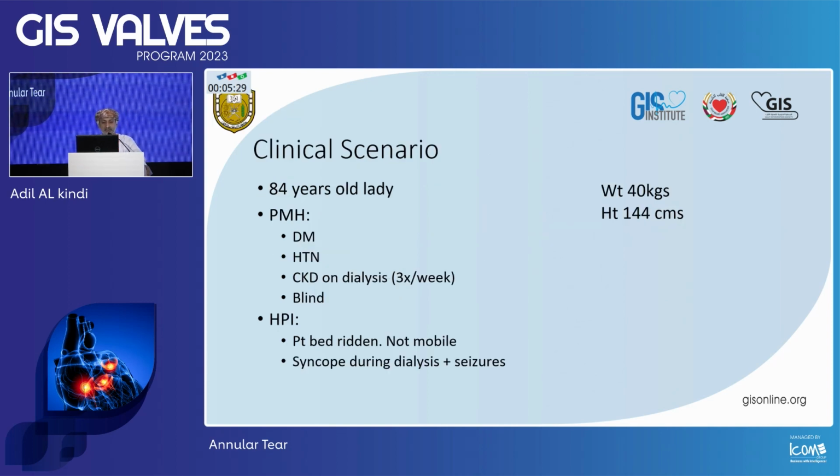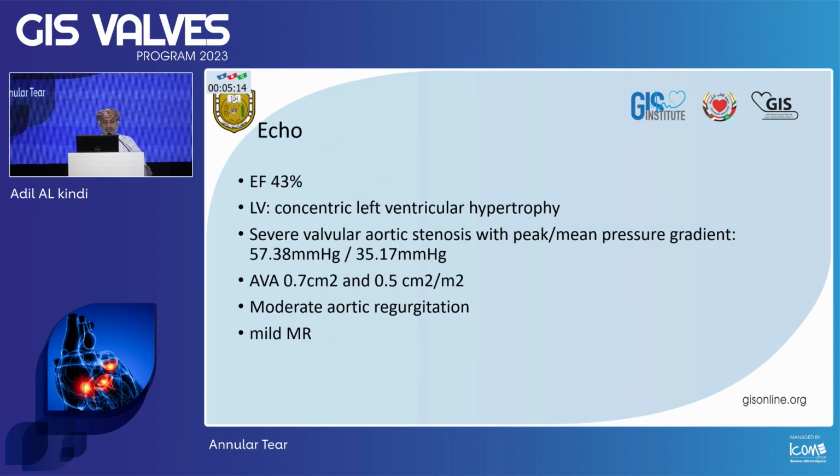The second case is an 84-year-old lady who is diabetic, hypertensive, on dialysis. She's blind, she's only 40 kilos, and she's bedridden and not mobile, but when she was having dialysis, she was having syncopes, and sometimes seizures were reported. Echo showed an EF of 43% with a low gradient of 35, but a valve area of 0.7.